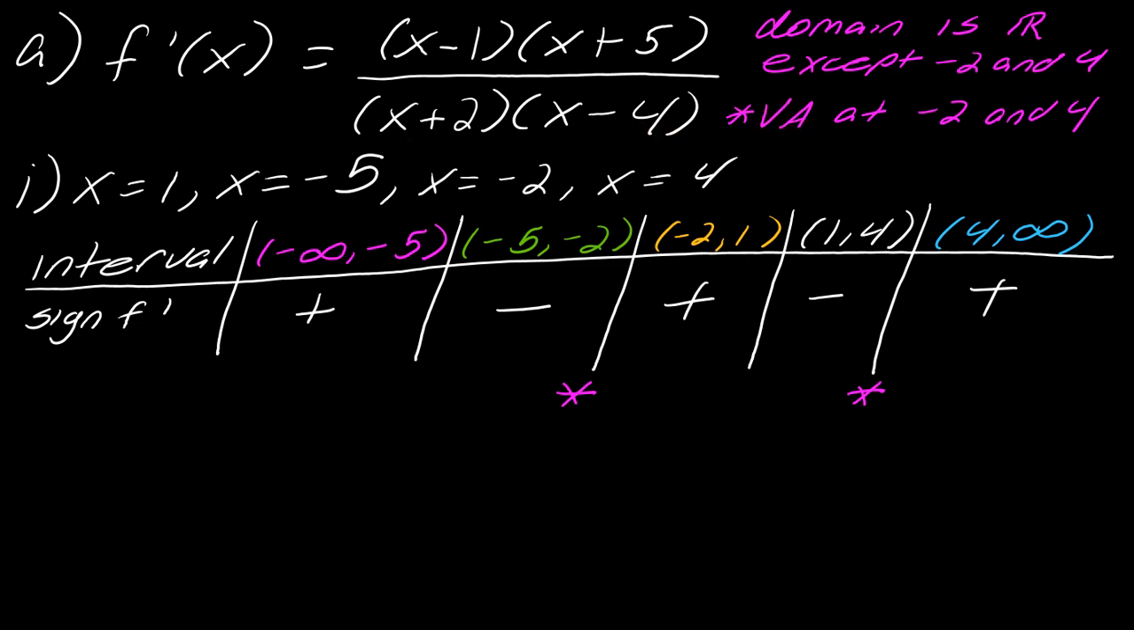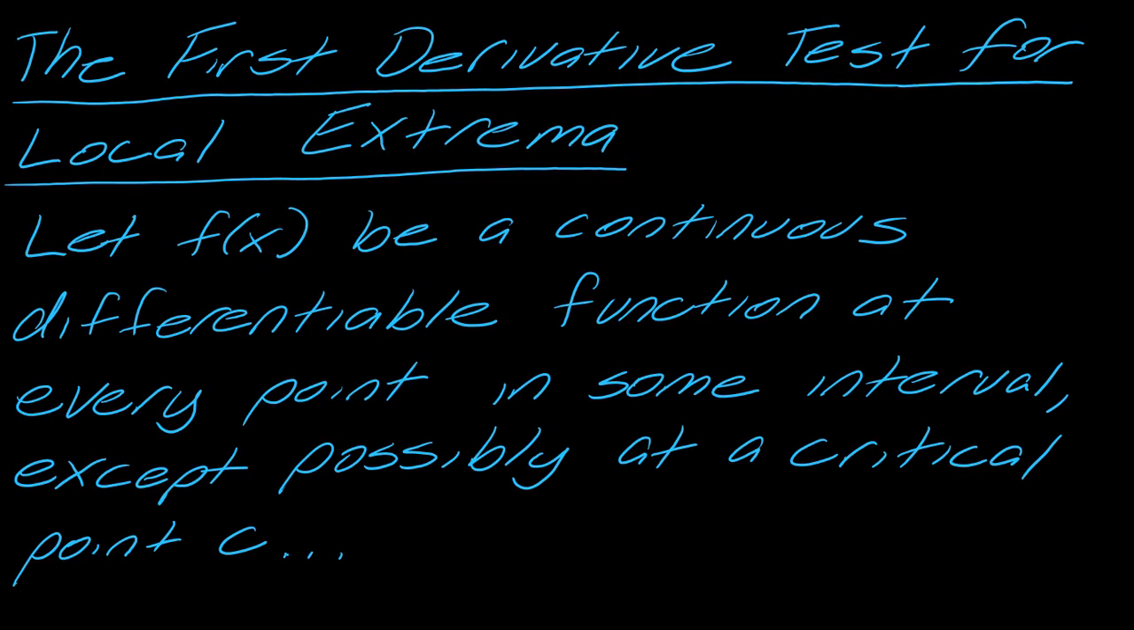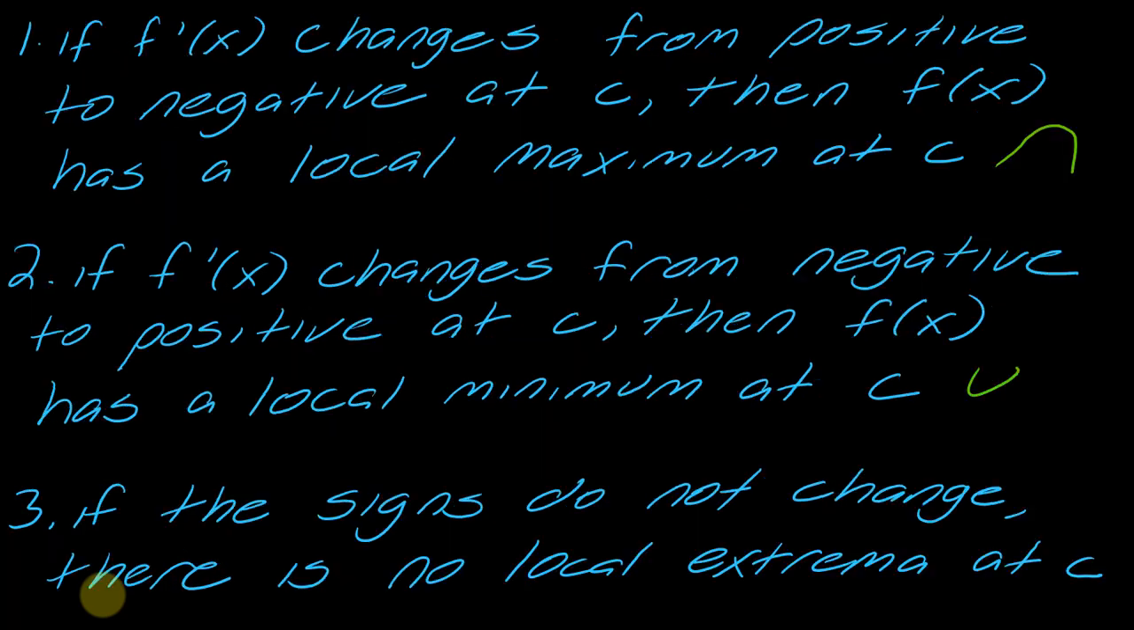So now we can use the first derivative test, which I will just remind you of. So you have f is a continuous differentiable function, and we've got the critical points. So let's get to the meat of this. When f prime changes from positive to negative, we have a local maximum. So we have this situation here. And when f prime changes from negative to positive, then we have a local minimum. So we have this situation here.